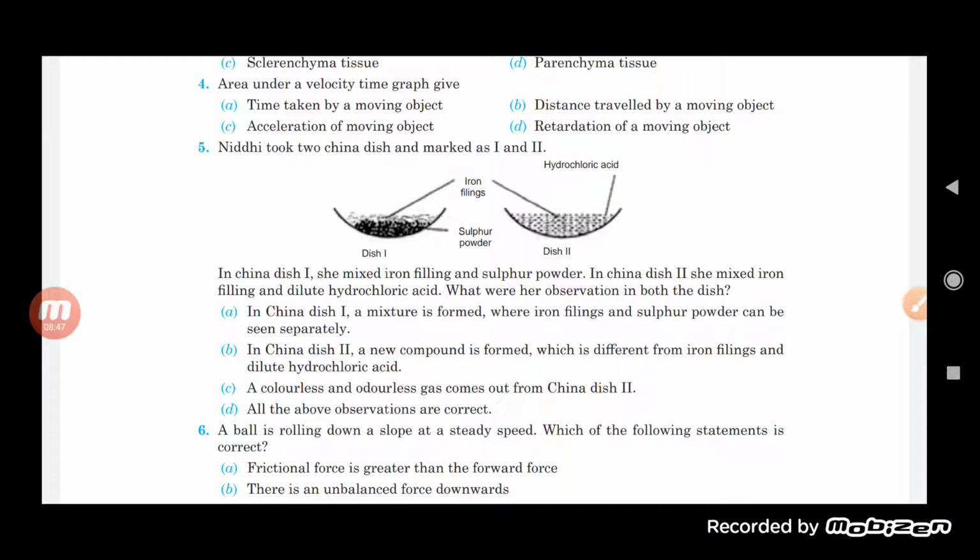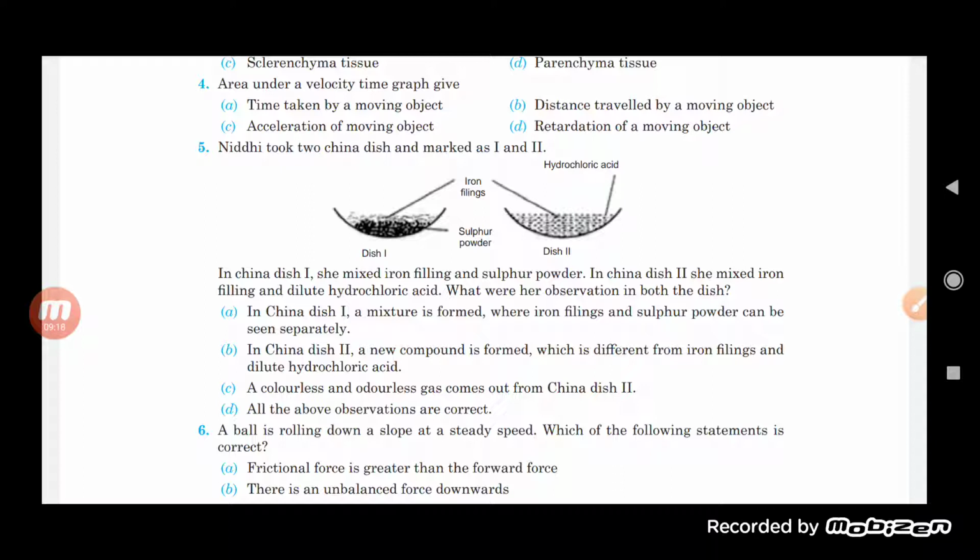And in the second one, the iron filings when added to the dilute hydrochloric acid start reacting with it. So obviously it will not retain its own properties. So the second dish is what? A new compound is formed. So that is also a correct option. It is different from the iron filings and the dilute hydrochloric acid.